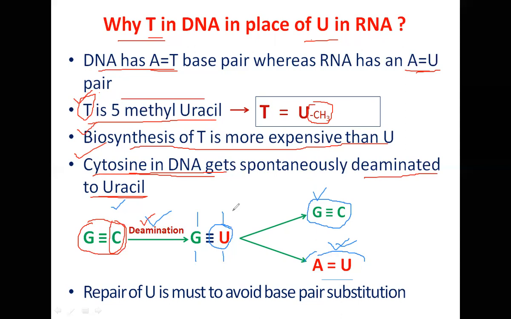So to avoid this probable confrontation of distinguishing between the normal U and the U produced as a result of deamination of cytosine, what nature has done is, in place of choosing U to pair with A in DNA, it has chosen a T so that this particular question doesn't arise. The only thing that remains in that case is that whatever U is produced as a result of deamination of cytosine can be corrected back to cytosine.